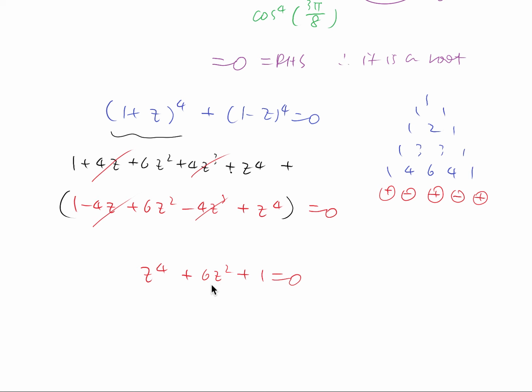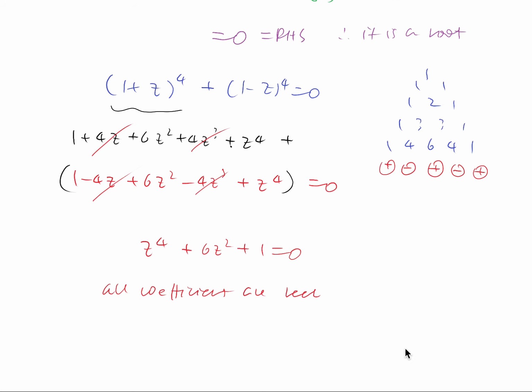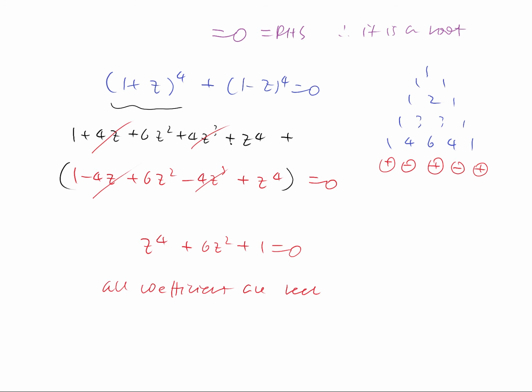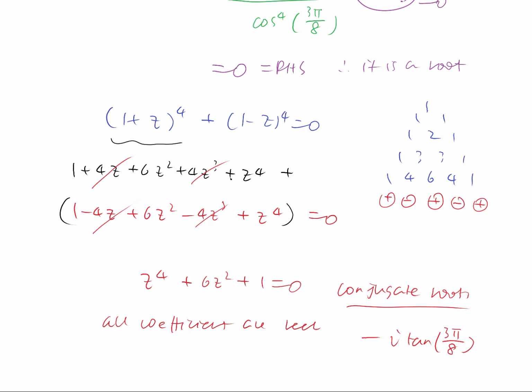Okay, so now you can conclude, because we clearly showed all coefficients are real numbers, that you have conjugate roots. The conjugate root will just be minus i tangent 3 pi over 8. Okay, so this is the end of the question.